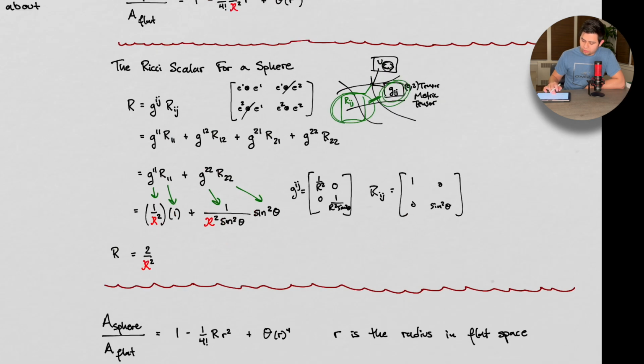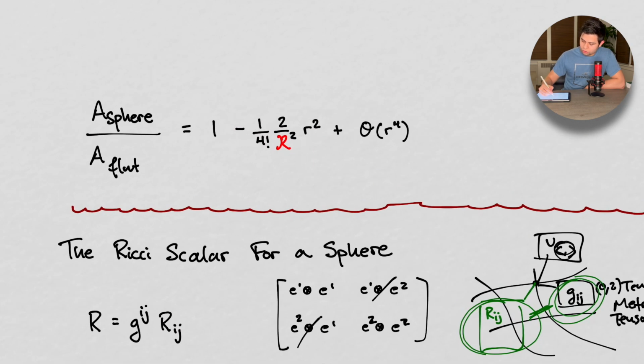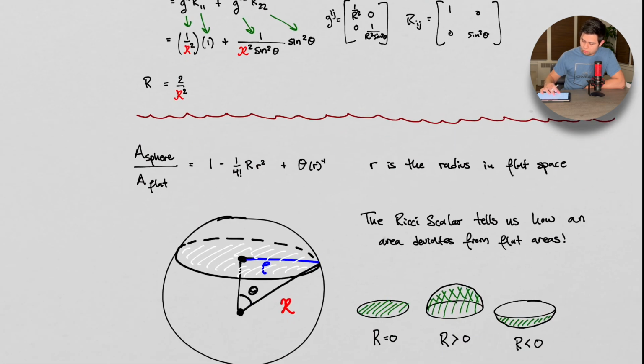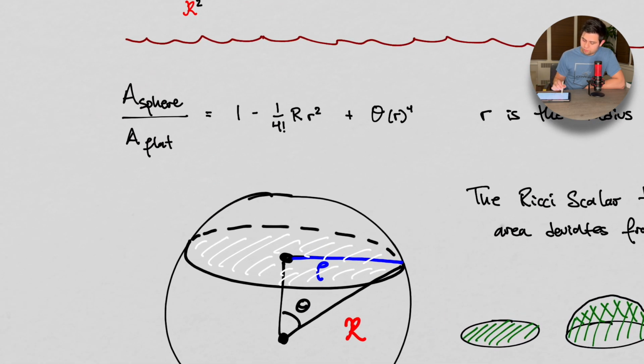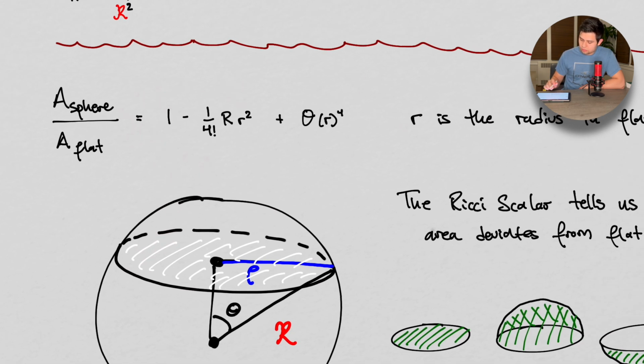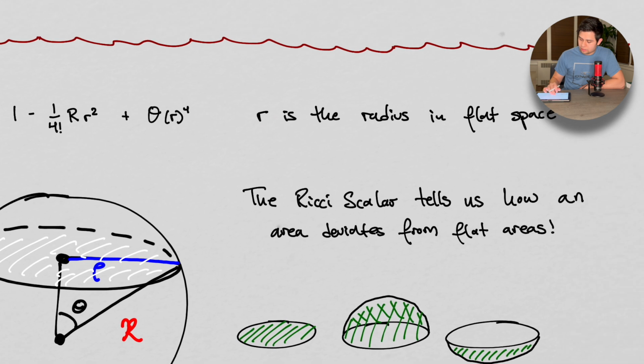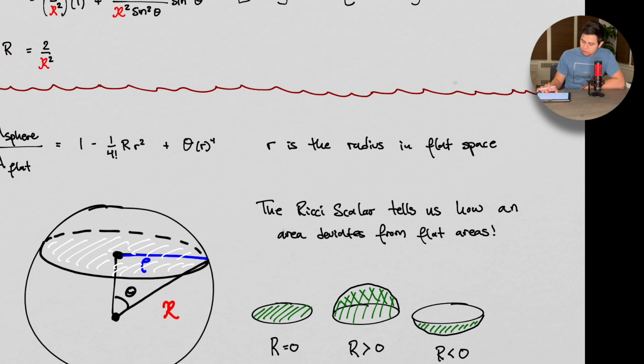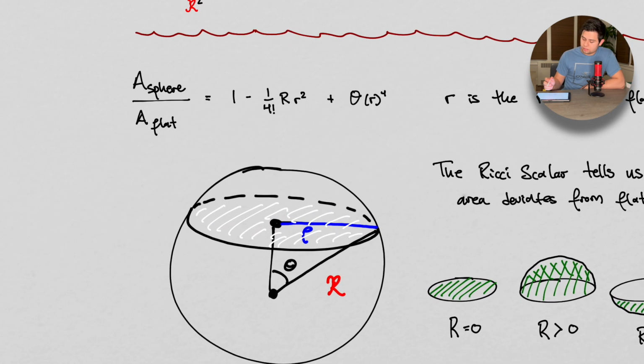So if we go up here really quick, we have our 2 over R squared. And so we can say that the ratio of the area of the sphere to the area of the flat space of this particular region looks like this, where R again is that radius in flat space. So what is this telling us? This is telling us that the Ricci scalar tells us something about this area deficit, right?